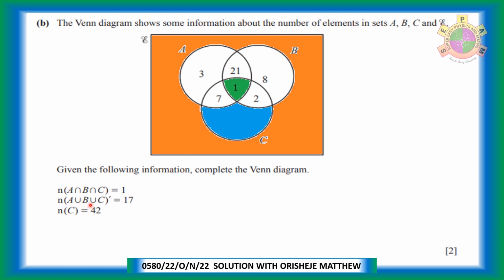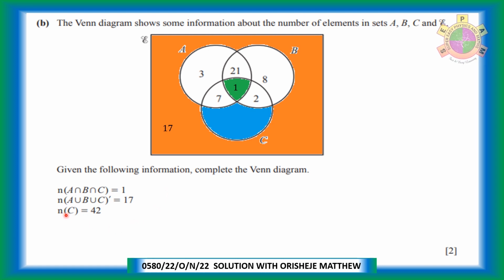A union B union C prime, that is the orange outside A, B, C. So that is the complementary set of the union. So if you add the orange to the 3 circles, we get the universal set. So how many elements are there? 17. You have 17 members.